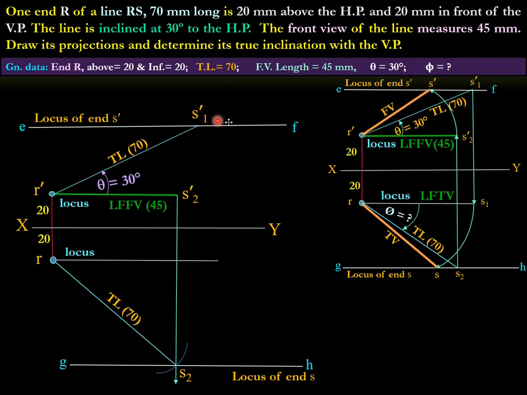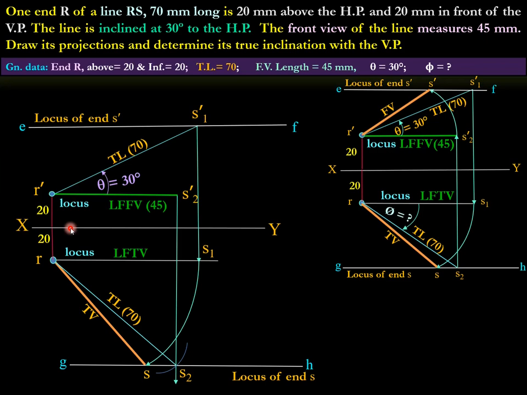Project the endpoint S1 dash vertically downwards and make it intersect with the locus line which comes from the top view point small r. Name the point of intersection as S1. The new length RS1 will give us the length of the final top view. With R as center and RS1, that is the length of the final top view, as radius, draw an arc in the downward direction and make it intersect with the bottommost locus line. Name the point of intersection as small s. Join the point small s with small r, which will give us the final top view.